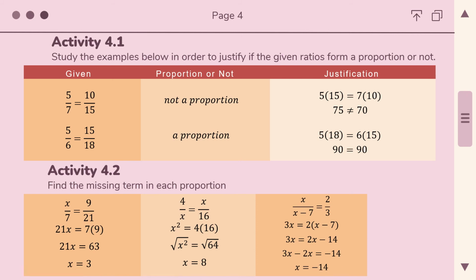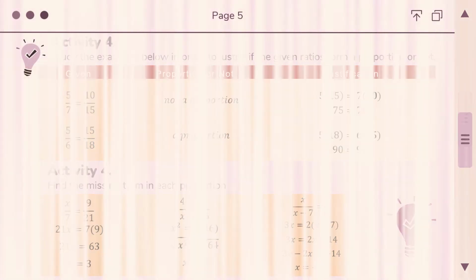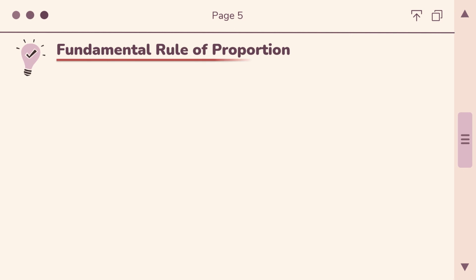So, if there is an example there nga wala ninyo ma-view dinhi, naa siya sa module, when the given is tulo ka ratio, tulo ka set of ratio. Okay? So, to explain further the different properties of the proportion, we have the following discussion on the following slides. So we have there the fundamental rule of proportion.